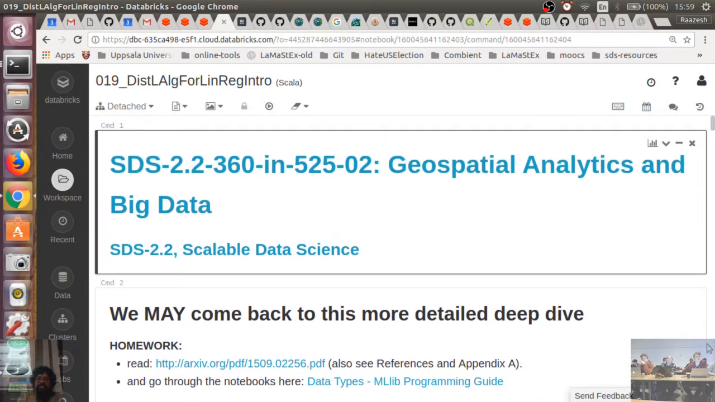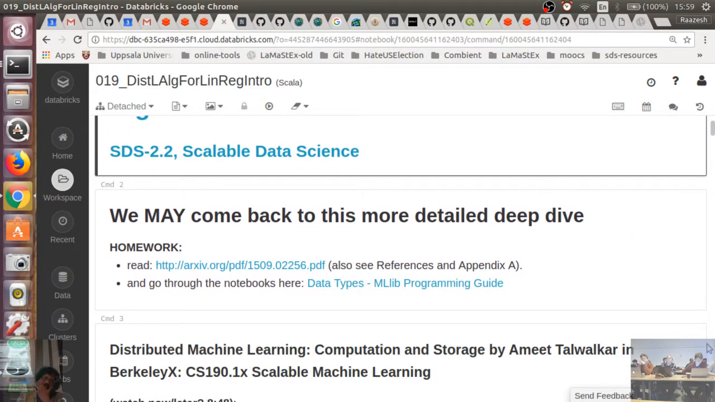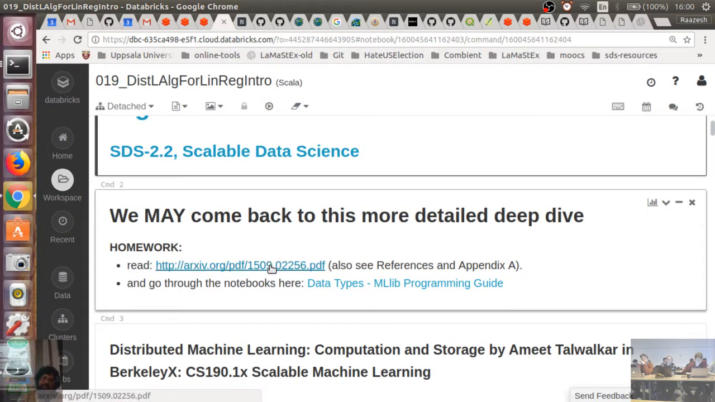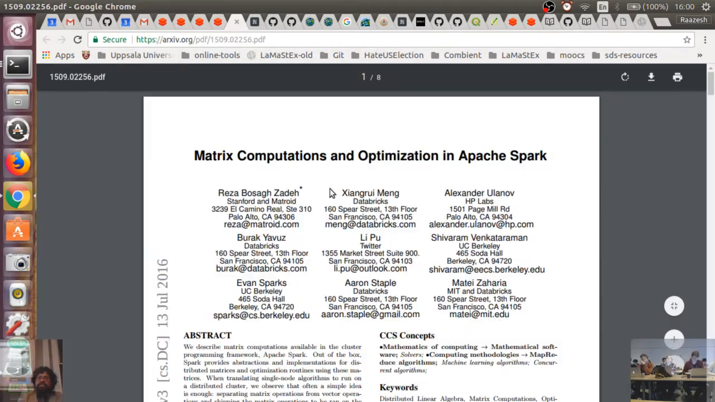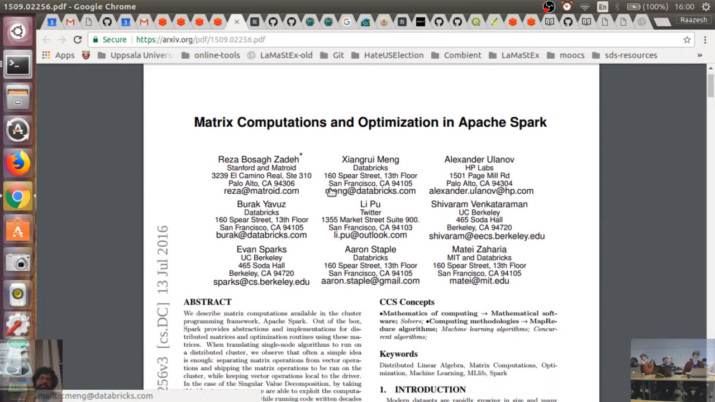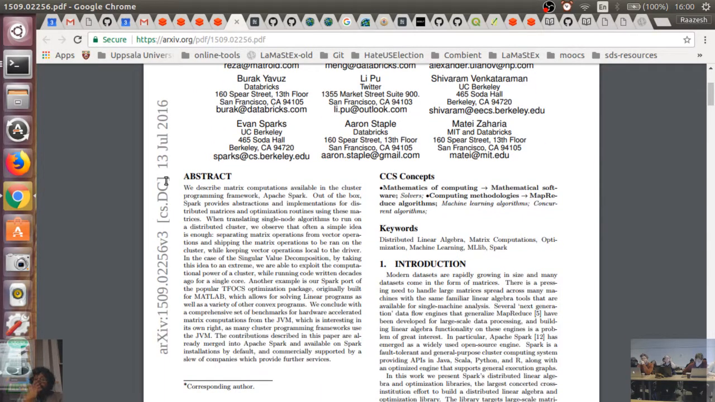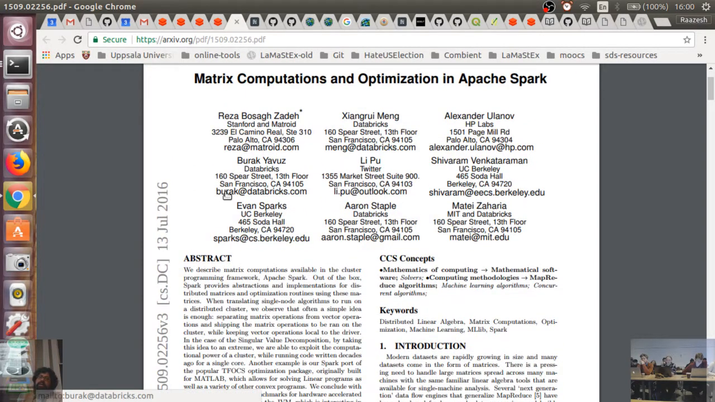Okay, so this is maybe extremely important. Those of you who want to get into Apache Spark and really understand what's going on should read this 8-page paper. It's about matrix computations and optimizations in Apache Spark. Especially if you've had a basic intro grad course in optimization and matrix computations, then this sets the stage for how to do these things in a distributed setting.